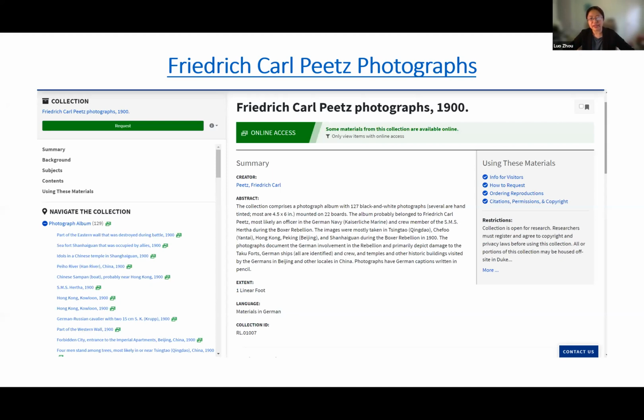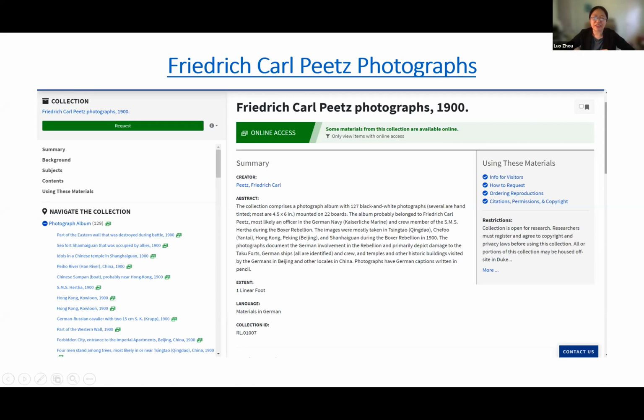The photographer is a German officer with the German Navy, who came during the Boxer Rebellion, and he visited all these port cities in China, including Qingdao, Qufu, Tianjin, Hong Kong, Beijing, etc. So quite interesting and very different from all the other photos we already have in our collection, and the historical incident is interesting as well. It's during the Boxer Rebellion. And also, because of the time, it's a very good candidate for digitization.